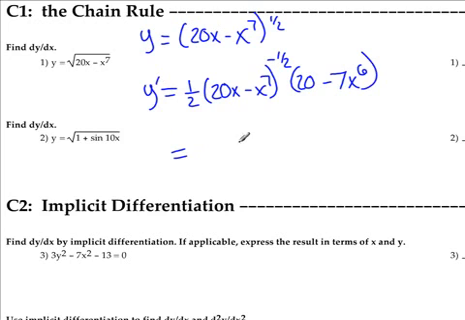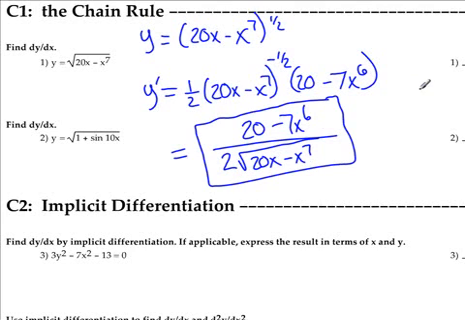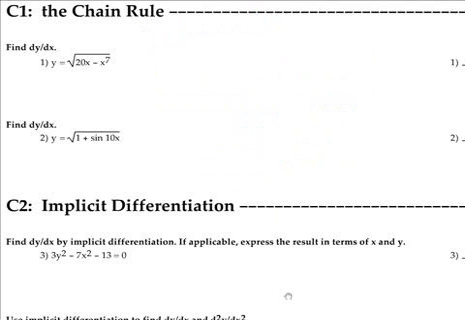The derivative would equal, let's see, the stuff that's on the top is the 20 minus 7x to the 6th. And the stuff that goes to the denominator is the 2 and the root, same as the half here, the root 20x minus x squared. That's my answer for number 1. Any questions there? Our next problem is number 2.